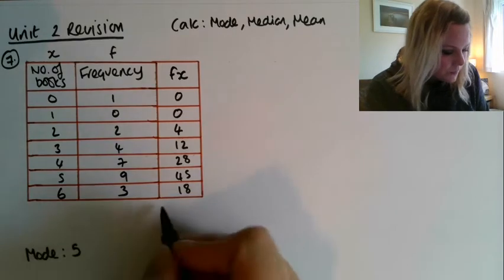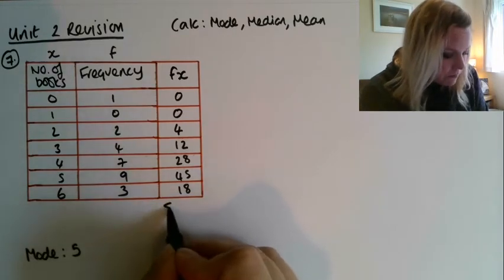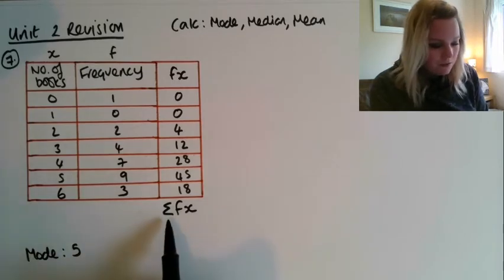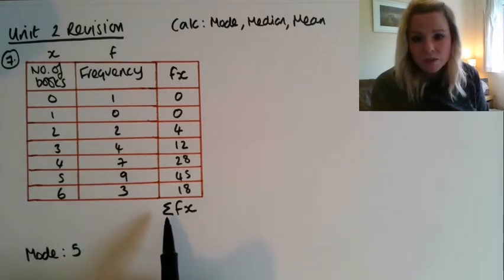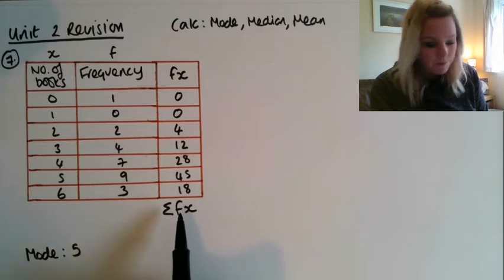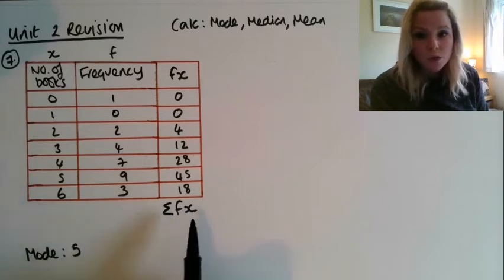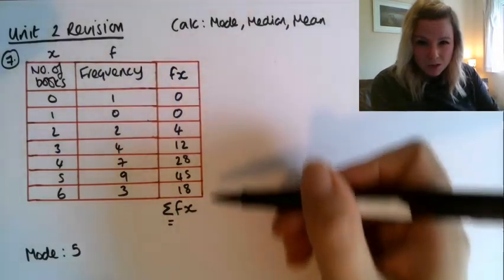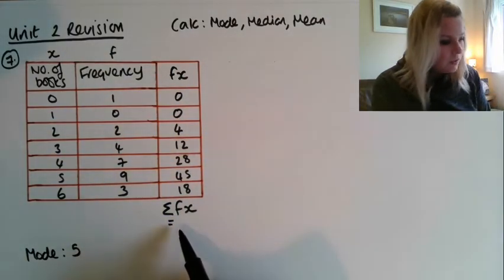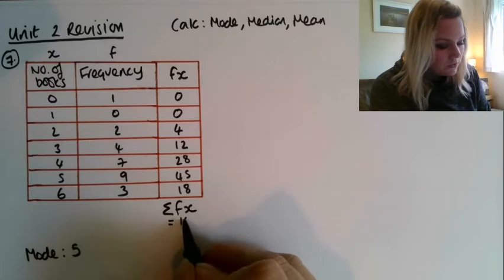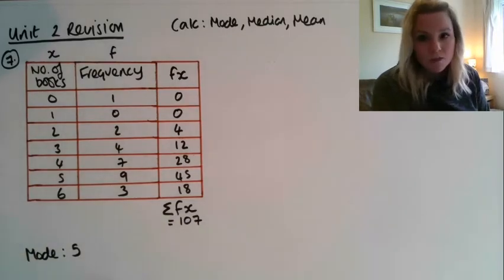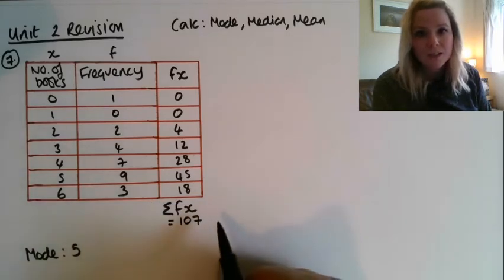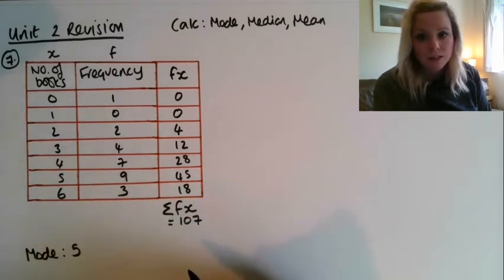remember this? Sigma Fx, and sigma just means sum of. So this is really just saying the sum of the FX column or the total of the FX column. So we note it underneath the column here. Now, if I add those all up, I get 107. So my total of that FX column is 107, and this is all the books that have been lifted from the library, all added up together.